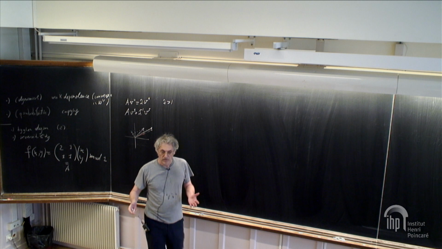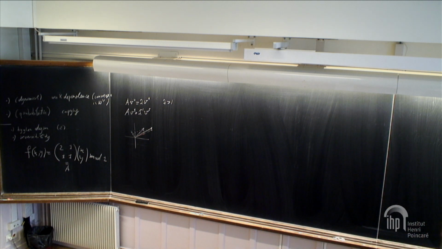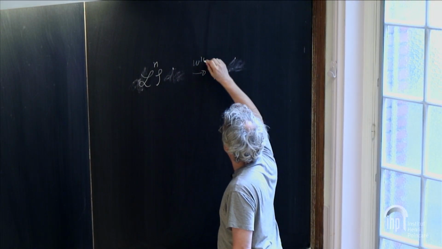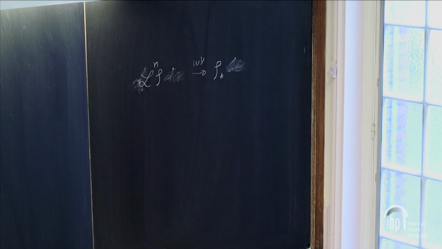So it means that you have an initial measure, rho dx, and then you push it forward with the dynamics. That means that I push the density with the transfer operator, and then this was converging to rho star dx, which was the unique invariant measure. And this convergence was happening in W11. So no dx now here. Okay. So it's a reasonable strong convergence. It's not convergence in L2, but this is a reasonable strong convergence.